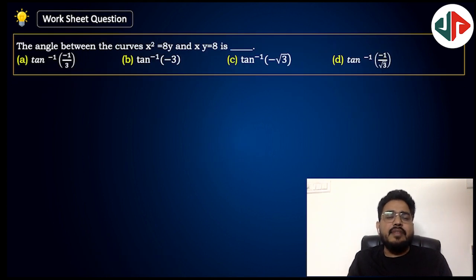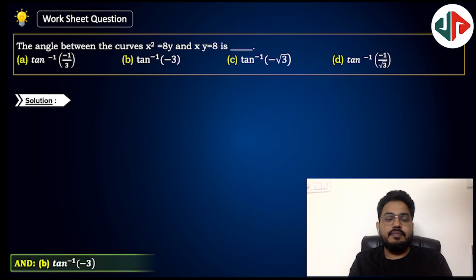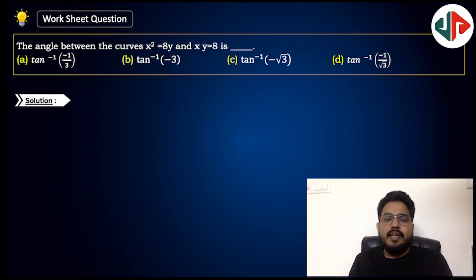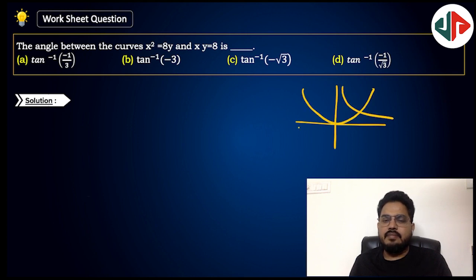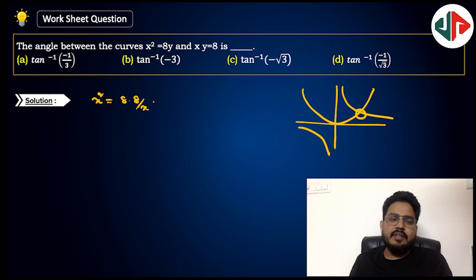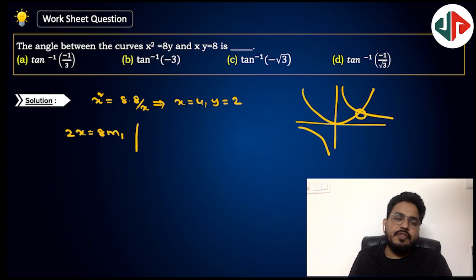The angle between two curves: x square is equal to 8y, xy is equal to 8. So if you look, this curve is going to be like this, and this curve is like this. So this is the point of intersection. x square is equal to 8 into, instead of y, 8 by x. So x is equal to 4 and y is equal to 2. So 2x is equal to 8m1, first curve.